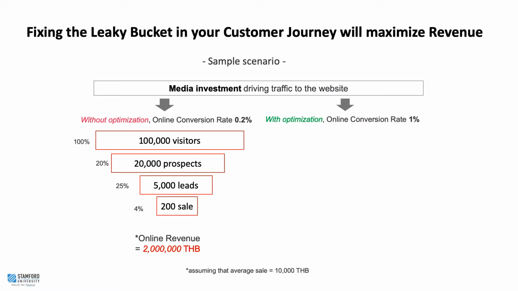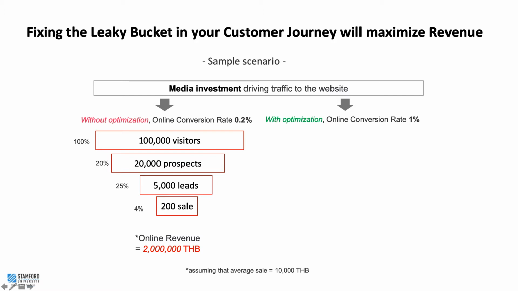And if you have 10,000 baht per sale, you produce 2 million baht in total revenue. So you can see here you have the customer user funnel from 100%, 20% conversion to that stage, 25% to that stage, and 4% to that stage. So in each phase of the funnel, you can have a conversion step. Now let's take a look at an example with optimization.